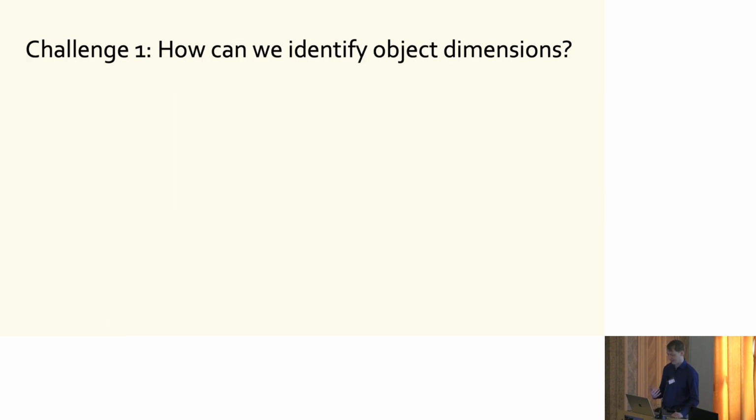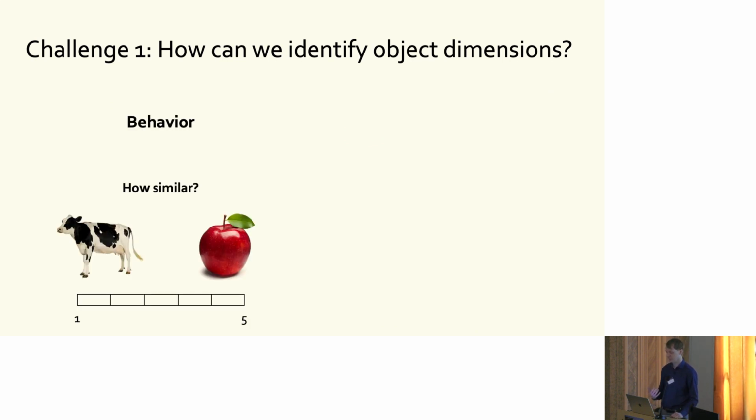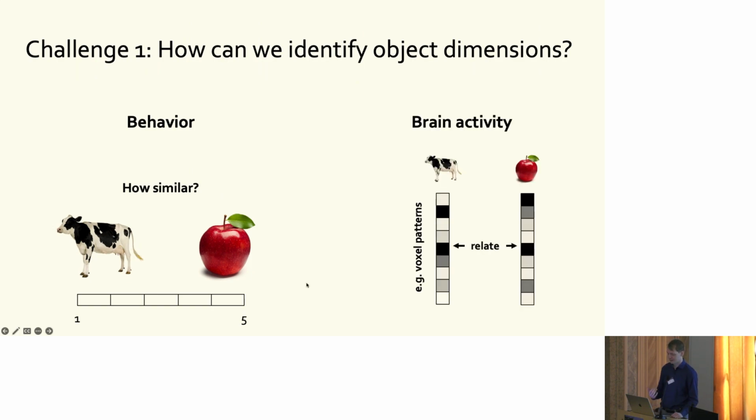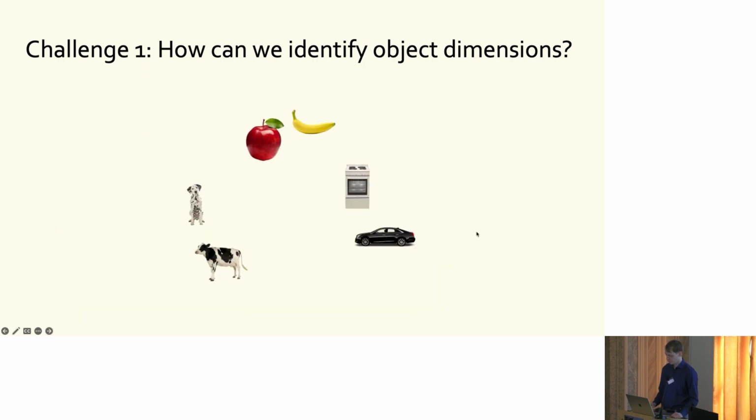So the challenge really is: how can we actually identify such object dimensions? One of the traditional approaches in behavior has been to acquire similarity judgments of different objects and do this for all possible comparisons. In brain activity, one approach has been to get voxel activation patterns, or in EEG or MEG, sensor patterns, and then relate them to each other in some way. What you can then do is look at the similarity structures and map them, and then you could potentially identify a structure that may look a little bit like this.